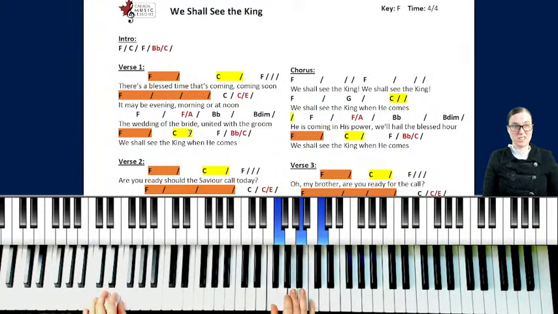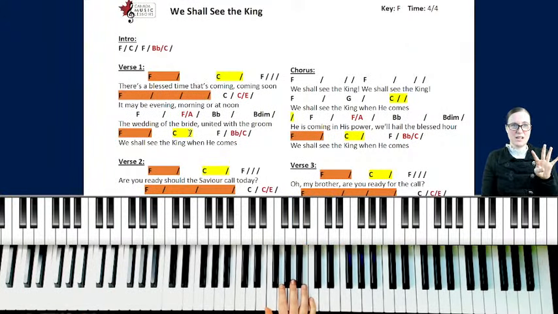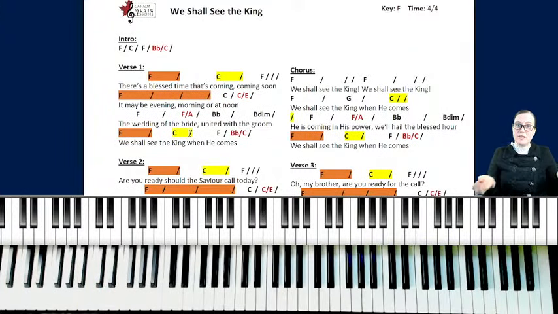This first part is pretty easy. We shall see the King. Nothing happening. We shall see the King. Lots of Fs. We shall see the King when he. Now we have 4 beats, C going to F. And this one sounds really nice if you use option 4. When he comes, he is coming, because it's building up in the chorus.